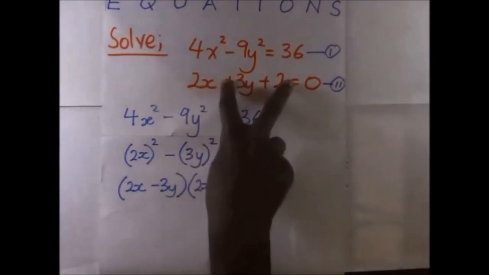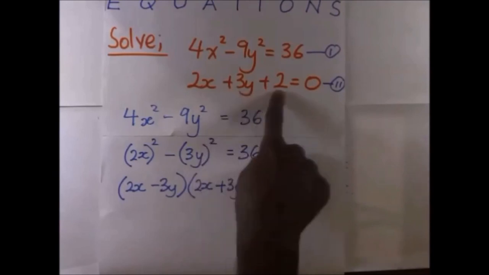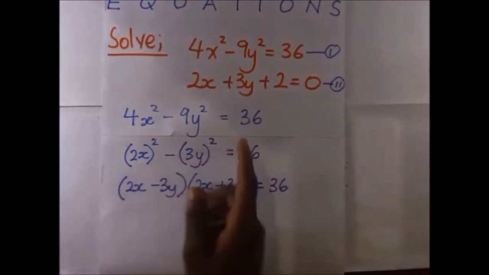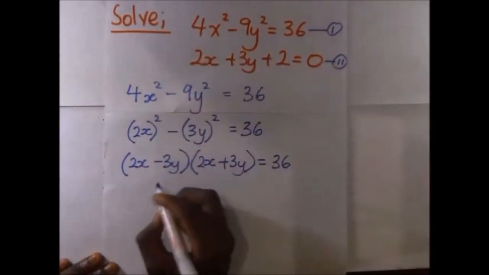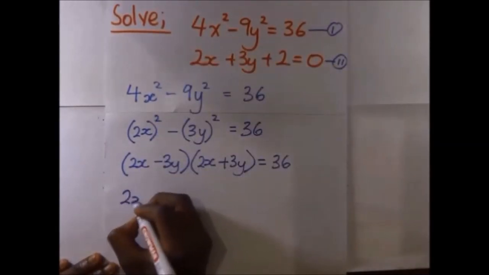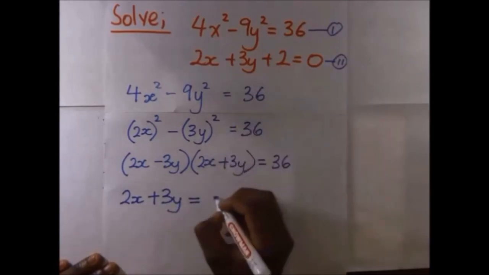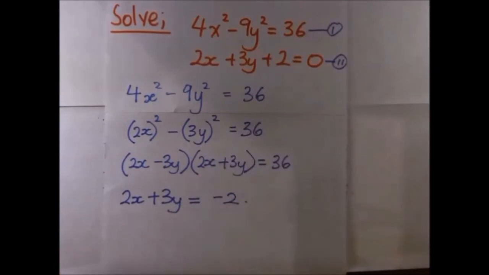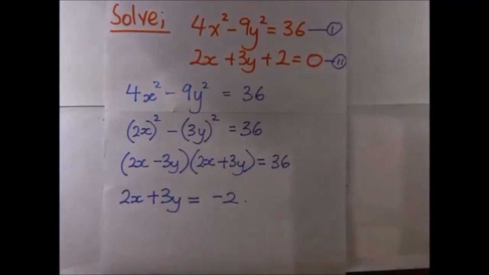But if you look at our equation 2, if we collect like terms and put the whole numbers on one side, from this second equation we get that 2x plus 3y is equal to negative 2, if we push this to this side. So from our second equation, 2x plus 3y is equal to negative 2.